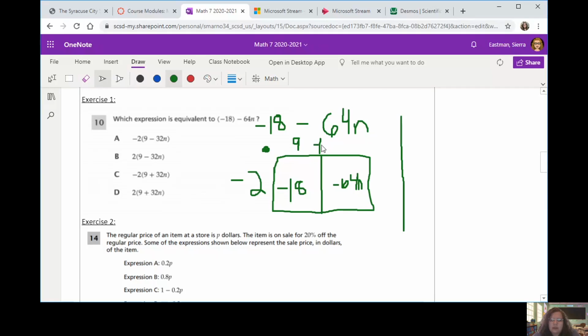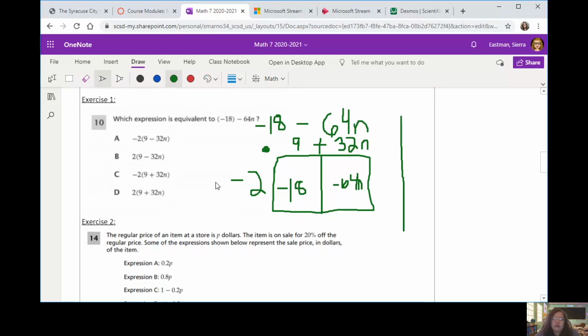I always have a plus on top in between. And now -2 needs some number to make 64. And that's going to be a 32. Okay, 2 times 32 is 64. And I need to have an n here.